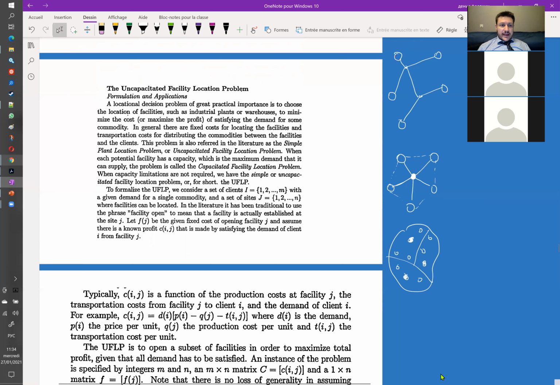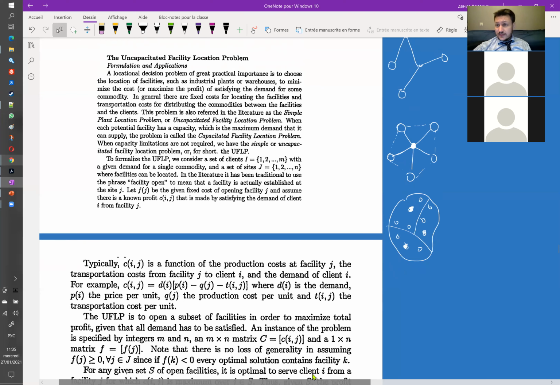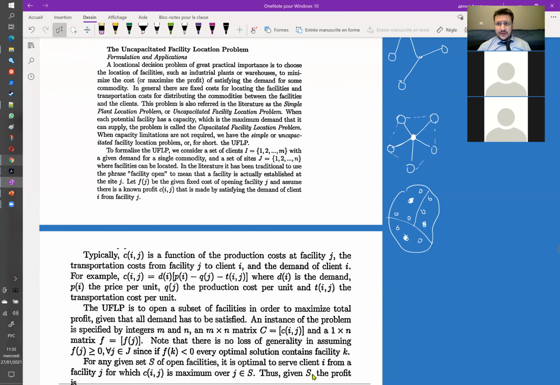Okay, can we solve this problem? Can we formulate it? Well, we can, because mathematics is a very powerful tool. So we would like to formalize it. So there is a problem called the facility location problem.